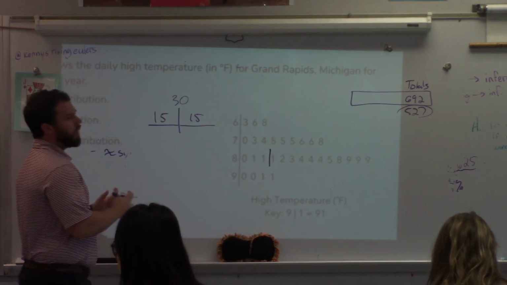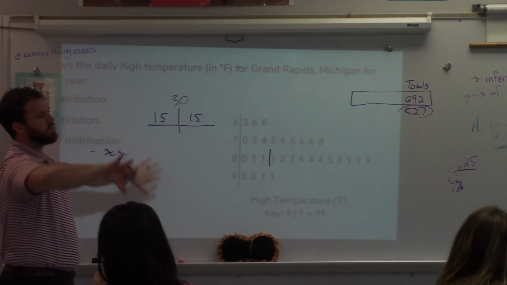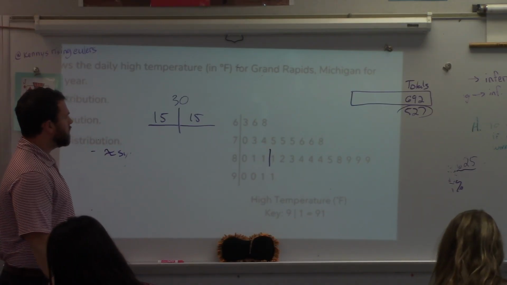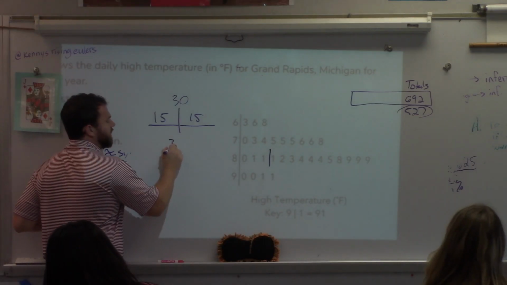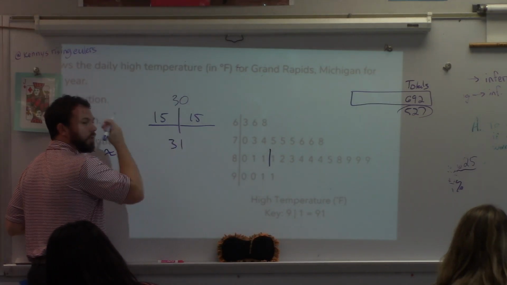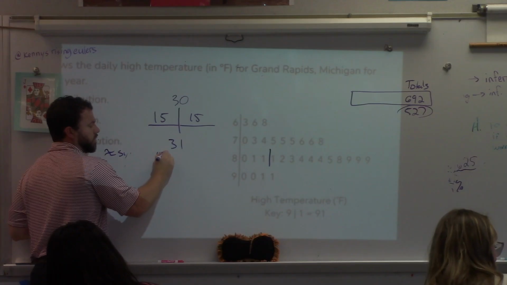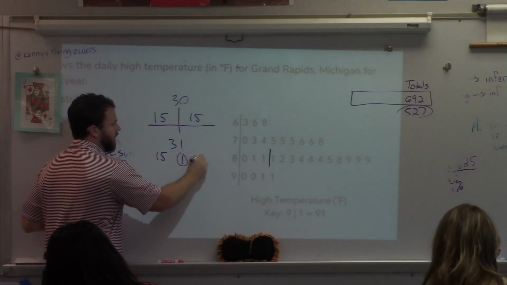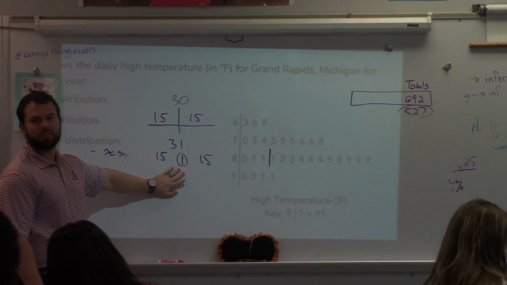If I have a dot plot, I don't need to list it. I just find the bottom 15 data points and the top 15 data points, and there's my median. The one thing to think about is, let's say you have 31 data points. How are you going to split the 31 up? 15.5. But you can't split a data point in half. So it's 15, then 1, then 15. When you have an odd number, the median is just whatever that one in the middle is.